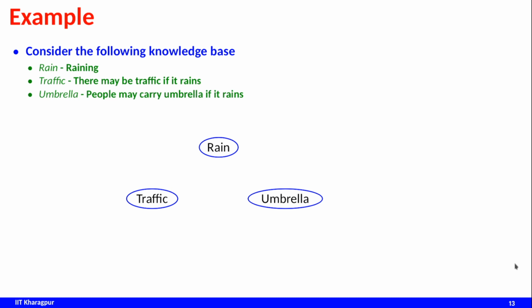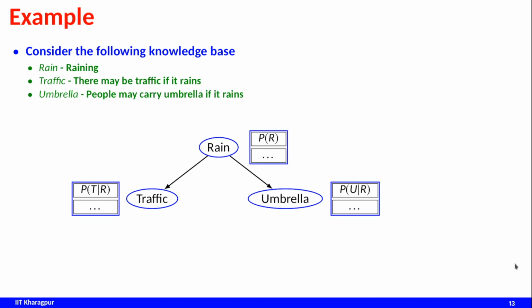Now if we would like to find out the dependency, if there is rain, then there may be traffic. So rain has a direct influence on the traffic, and if it rains, then people may carry an umbrella. So rain has a direct influence on the umbrella as well.